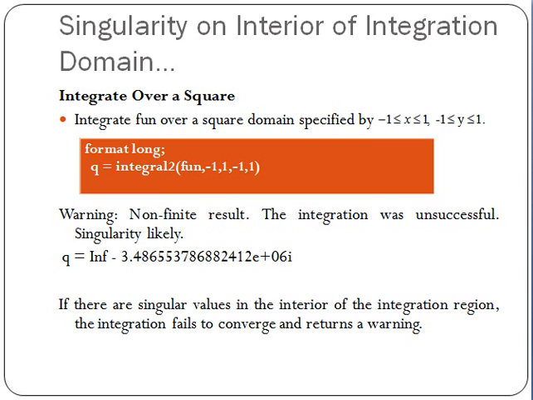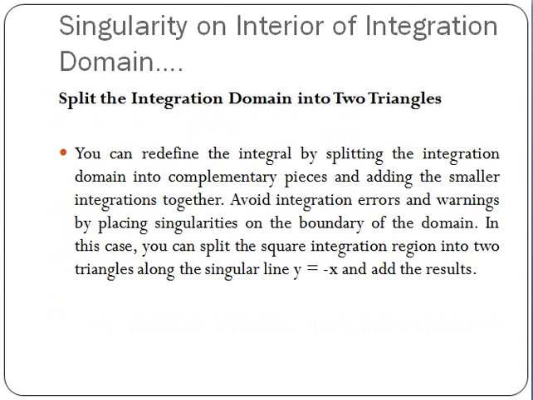Now the third part, that is, split the integration domain into two triangles. For this you can redefine the integral by splitting the integration domain into complementary pieces and adding the smaller integrations together. Now, to avoid the integration errors and warnings by placing the singularity on the boundaries of the domain, in this case you can split the square integration region into two triangles along the singular line y equal to minus x and add the results.